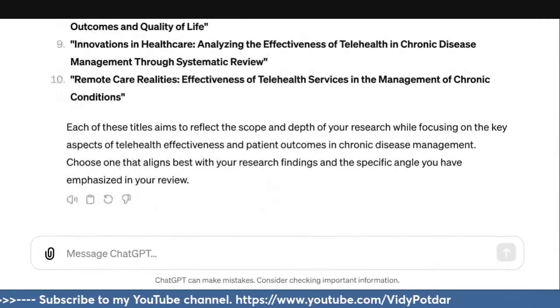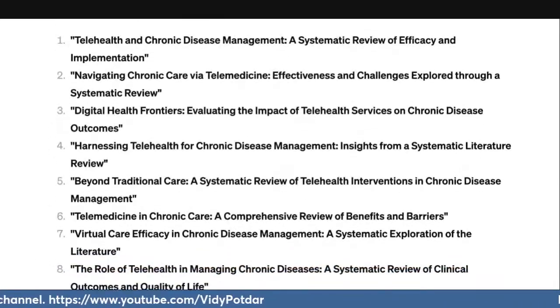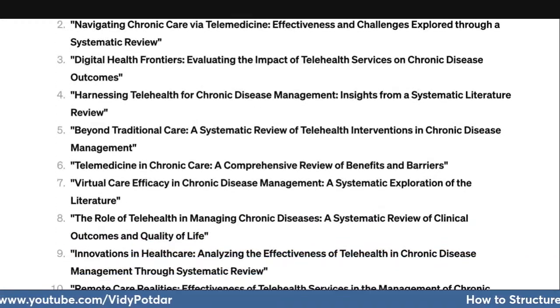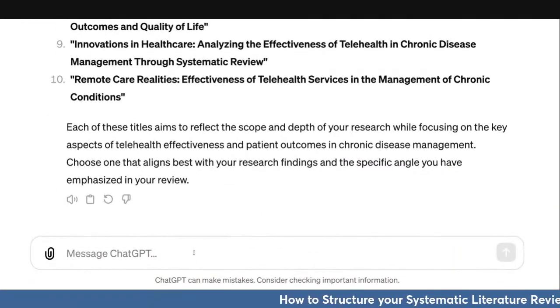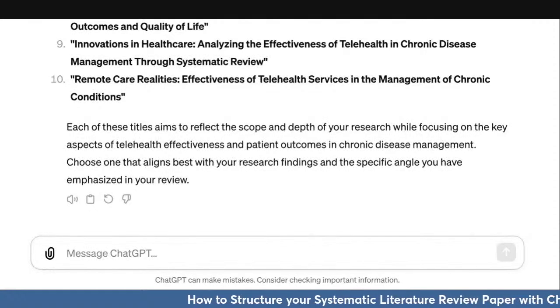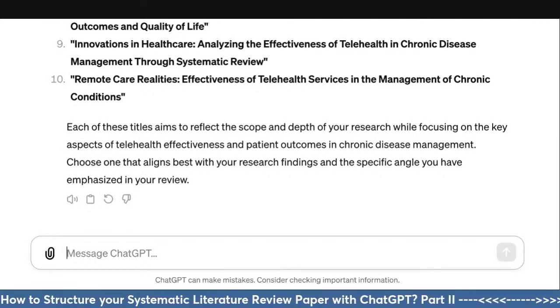So there are many such options. You can get an idea of what kind of title you can work out based upon these suggestions. Don't copy it as it is, but use this as an idea engine. Gather ideas with this, but do not copy.